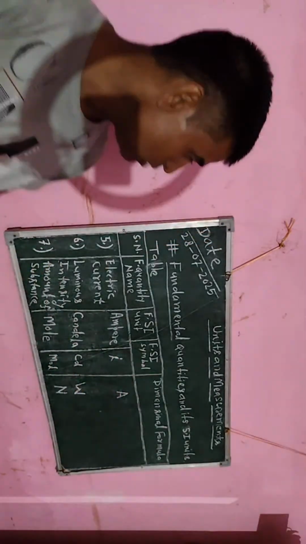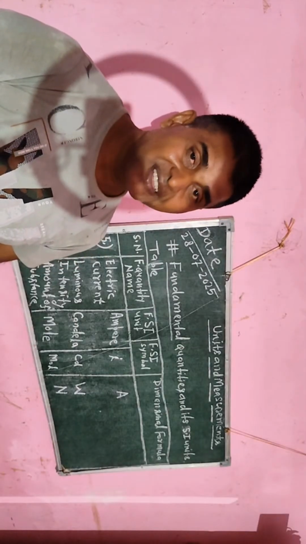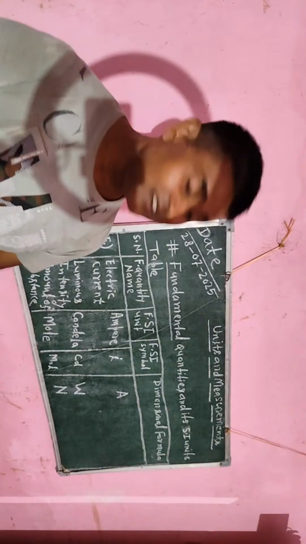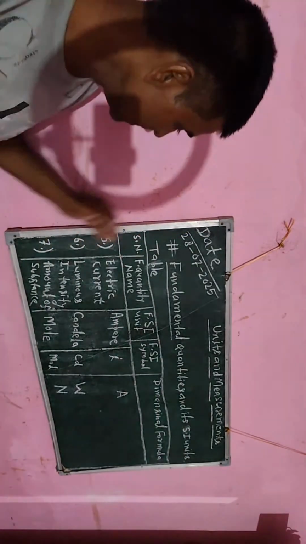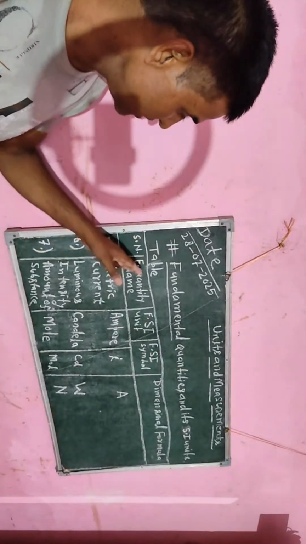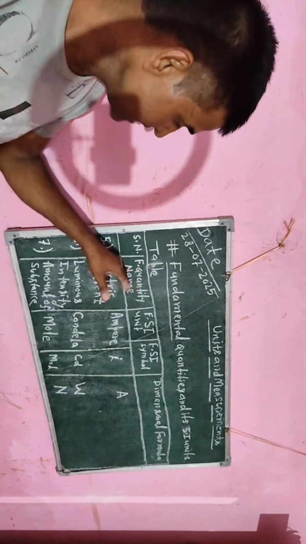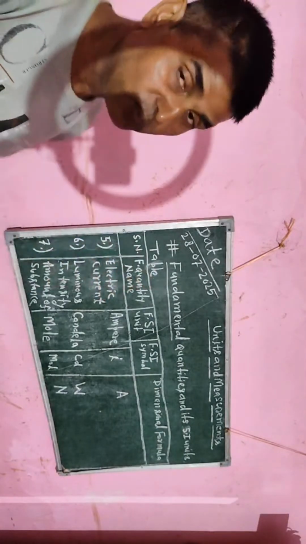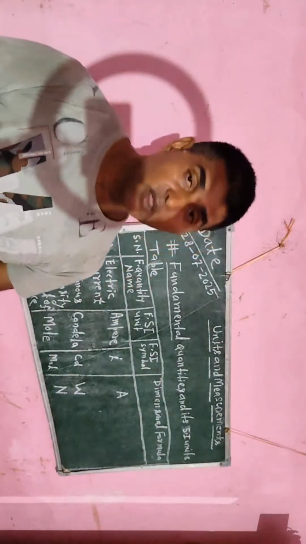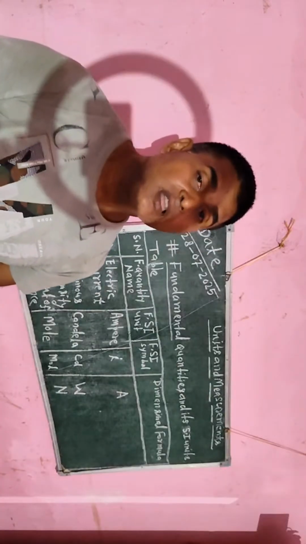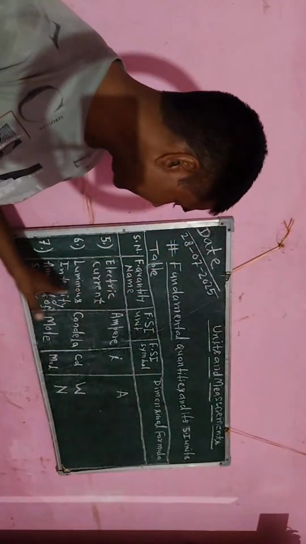Okay, student. Now, if a student is studying in Hindi medium, that student can also easily understand. First of all, that student has to write the serial number, that is kram sankhya, and then the mool rashi name. There are 7 mool rashi, that is fundamental quantities.